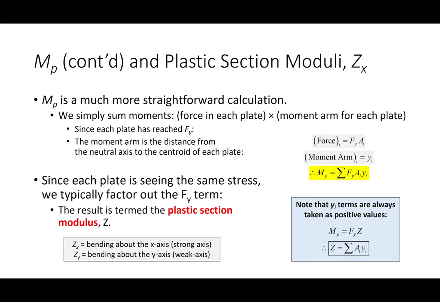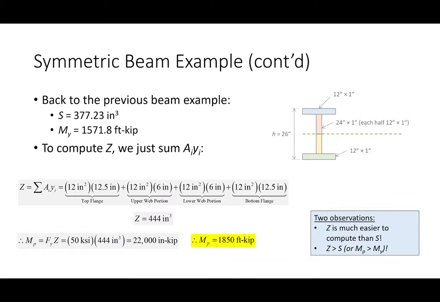Okay, so far so good? Okay, so let me show you how Zx works, okay? So Z is really easy. Like I said, the way that we compute Z is we just sum up the area of each plate times the moment arm. And what's the moment arm? The moment arm is the distance from the centroid of the whole thing to the middle of each shape. So for example, if I want to compute Z, let's just walk through this.